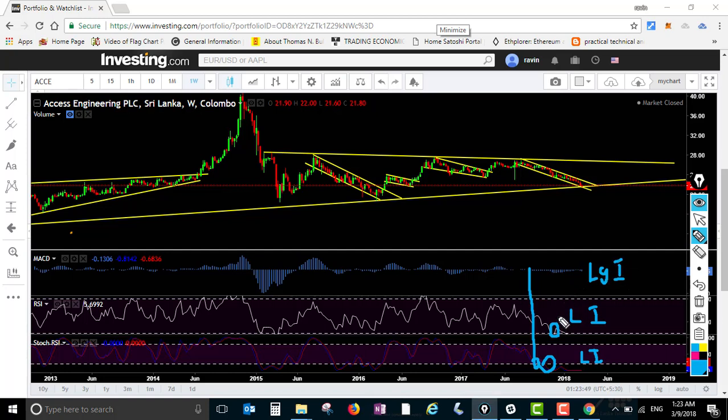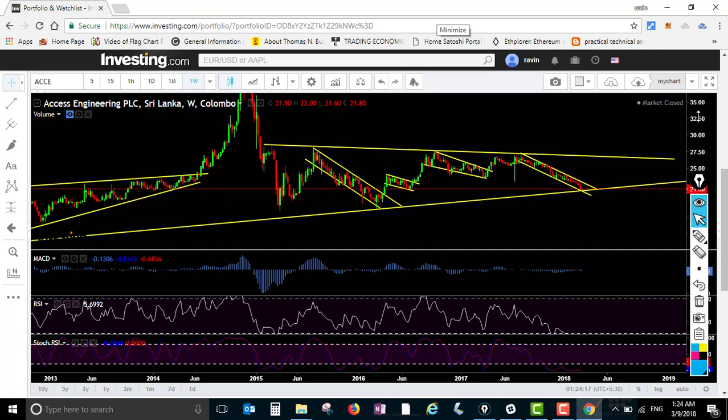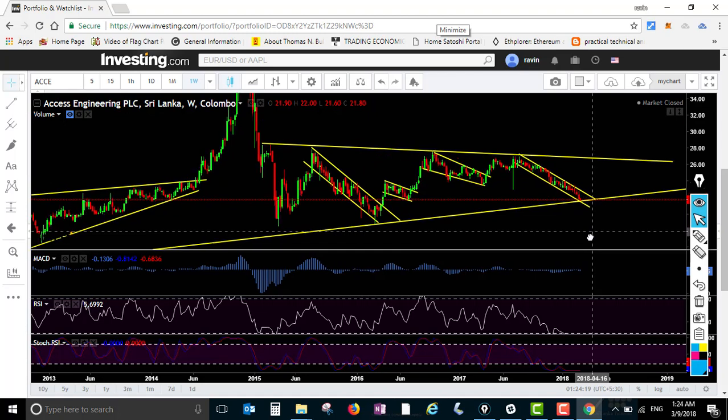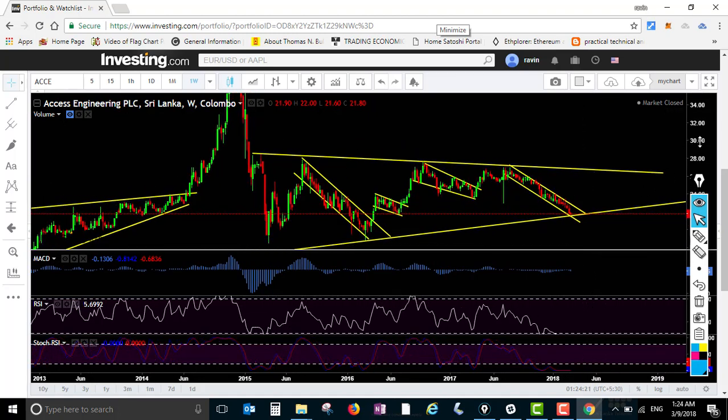So it has given the signal, a reversal signal, after these two leading indicators have given the signal. Then what I am doing, first I am looking at the patterns. First, number one, you have to draw the structure. Once you draw the structure, then you have to look at the patterns within that particular stock.